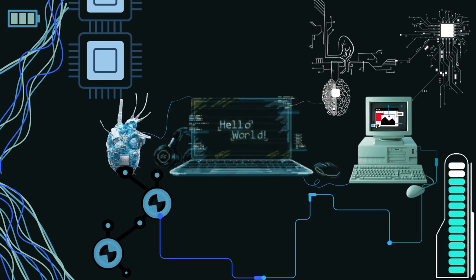What are the advantages of the spiral model? Number one, effective risk handling. The spiral model includes continuous risk analysis at each phase, making it ideal for projects with high uncertainty. The early identification and mitigation of risk reduce the chance of project failure.